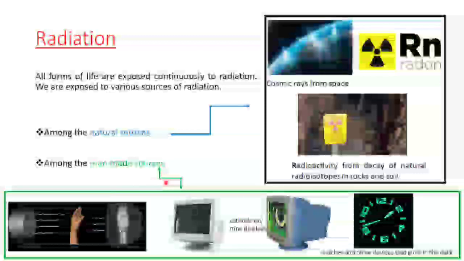Among the man-made sources, guys, we have the X-rays that we use for medical uses. We have the cathode ray tube display, the one present in the old TV screens and computer monitors. The TVs are very big at the back because they contain cathode rays. These cathode rays will produce a certain type of radiation. And also you can be exposed to radiations from watches and other devices that glow in the dark. So these three examples represent the man-made sources of radiations.